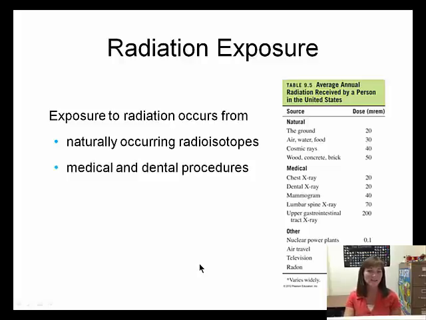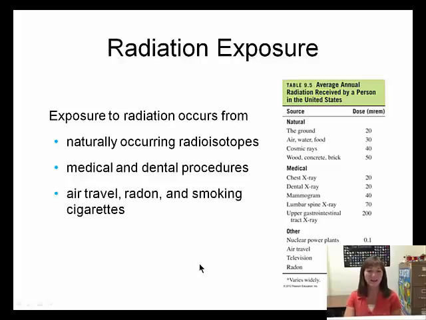You also can get exposed to radiation from medical and dental procedures, air travel, and radon. Radon is one of your noble gases that is a natural decay product of uranium and thorium. When they are naturally decaying in the ground, radon is one of the isotopes they decay into, and radon itself is radioactive. Smoking cigarettes exposes you to radiation, and cosmic rays also expose our bodies to radiation.